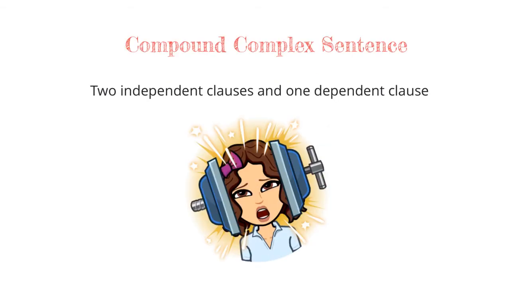So a compound complex sentence is two independent clauses and one dependent clause in one sentence. Yes, it is a long sentence, but if it's written correctly, it's a beautiful, fluid sentence that's going to make you sound real smart.